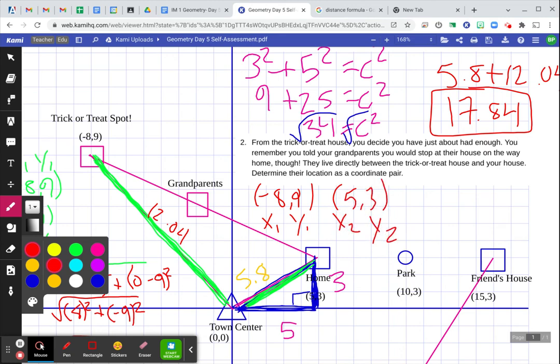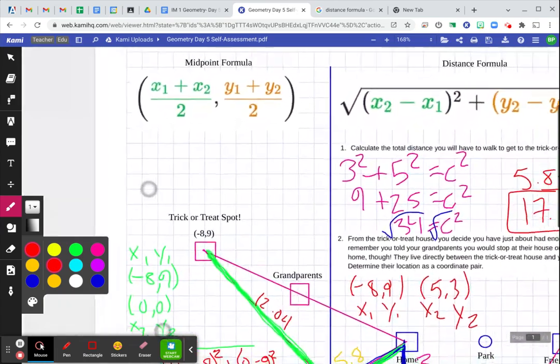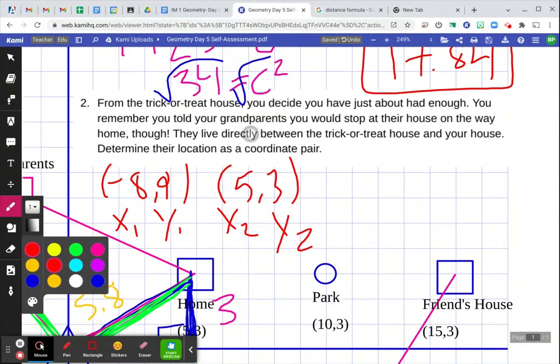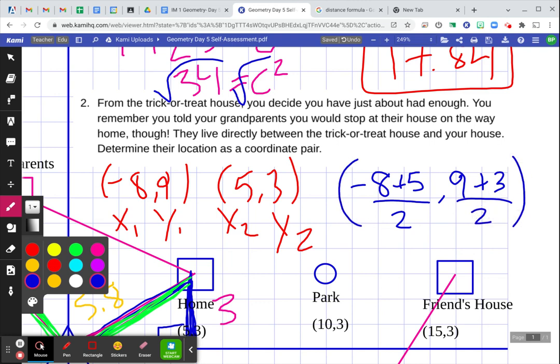Okay, and if we use this other formula up here, the midpoint formula, that takes the x's, adds them, and divides by 2. Let me get a different color here. We're going to take the x's, -8 plus 5, and divide by 2. And we're going to take the y's, 9 plus 3, and divide by 2. And this is going to ultimately give us a coordinate pair. So -8 plus 5 is -3, so we're going to have -3 halves, comma. 9 plus 3 is 12, 12 divided by 2 is 6. So we're looking at a coordinate pair here of -3 halves, comma 6.